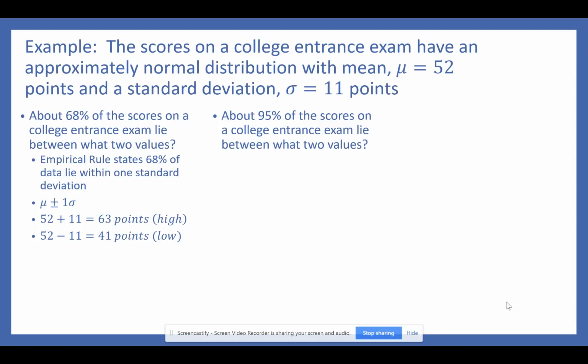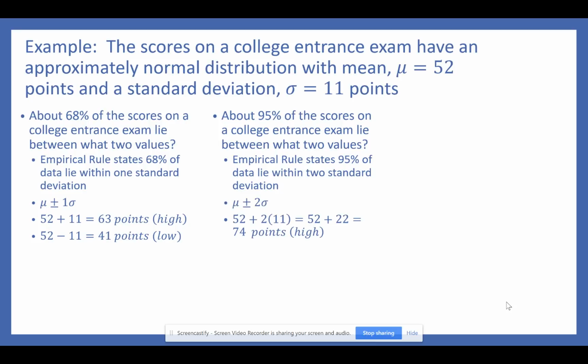If we want to know about 95% of the scores, 95% corresponds to being 2 standard deviations away from the mean. So if I perform those calculations, I would have 52 plus 2 times the standard deviation of 11, which will be 52 plus 22, that's 74, which will be your high. And then you do the same thing, subtracting: 52 minus 22 would be 30. So 95% of the test scores should fall between 30 and 74.